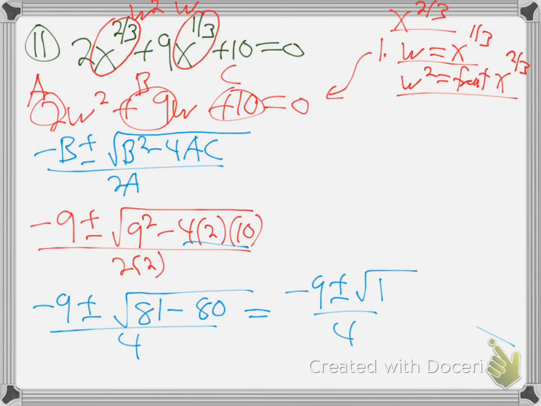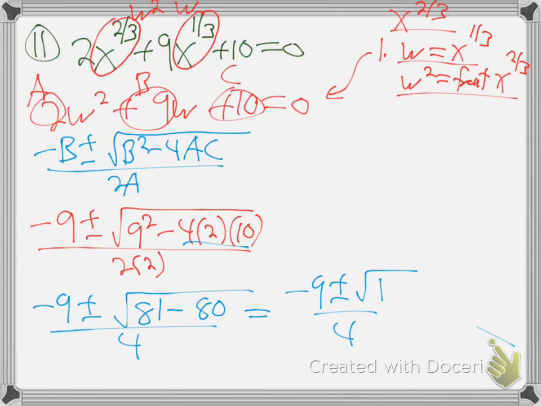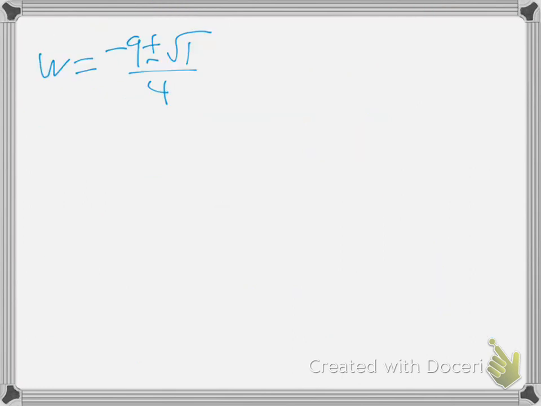Yeah. So this is W. Remember, this is W equals minus 9 plus or minus the square root of 1 over 4, right? This is all W work. We're solving for W right now because we changed to W. So let's finish finding W.